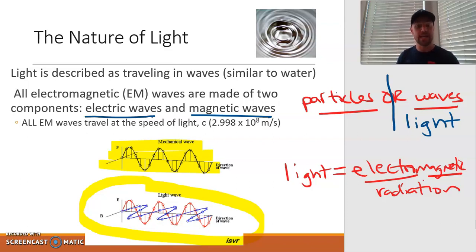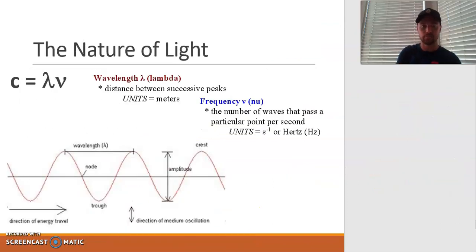The speed of light, no matter what kind of light wave we're talking about, all light waves travel at the same speed, which we denote by the letter c, which means the speed of light, which is 2.998 times 10 to the 8th meters per second. Pretty darn fast. So continuing on with this idea that light is a wave, it's important to talk about the anatomy of a wave first before we talk about any calculations.